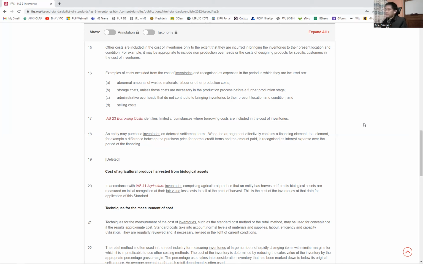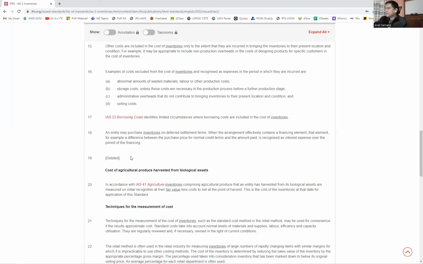This paragraph 19 is already deleted, but perhaps in some of the books, local books, of our local authors, it may still be incorporated. So it was deleted in our IAS 2. For reference lang, for your information, for example, in the book of Robles and Empleo, this paragraph 19 was included, and it talks about profit margins or non-attributable overheads that are often factored into prices charged by service providers, but it was already deleted in IAS 2.